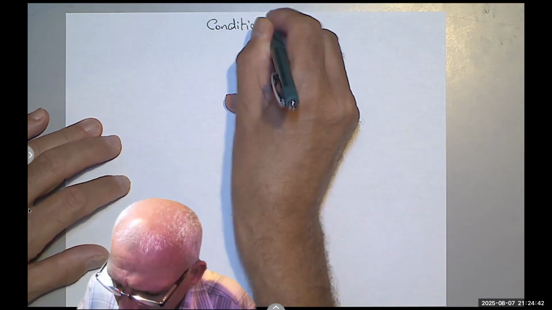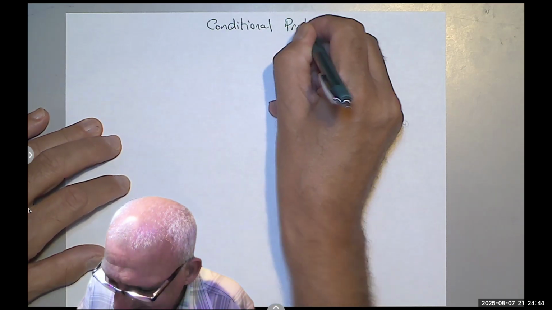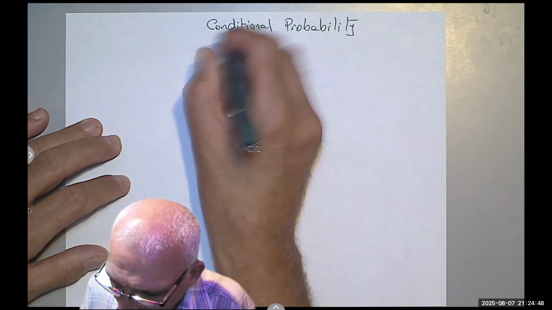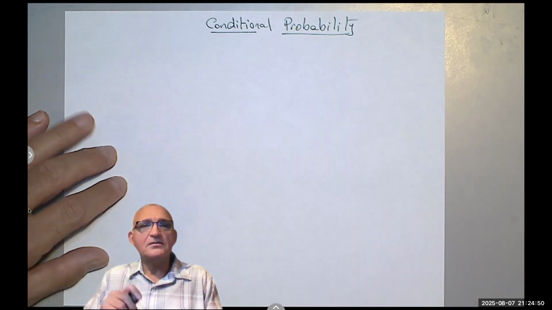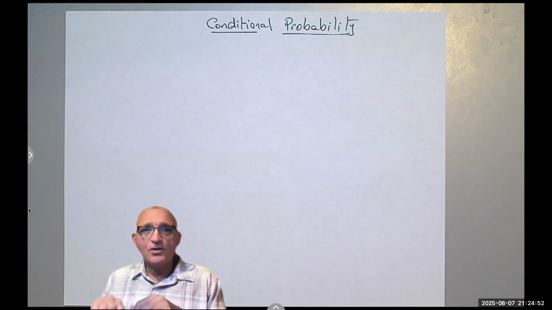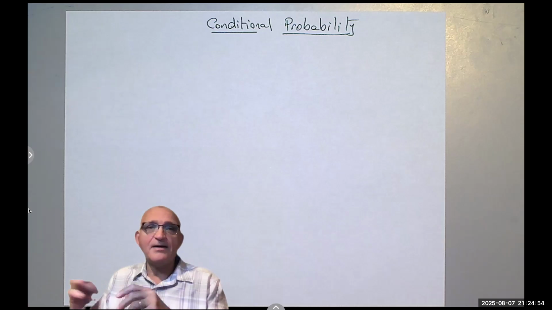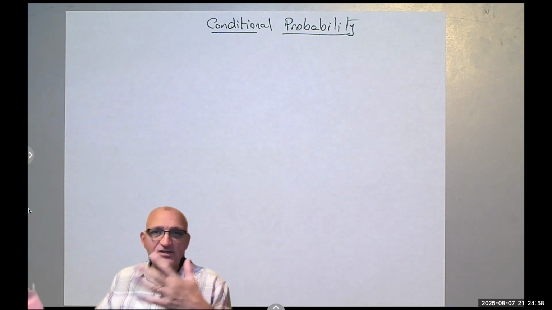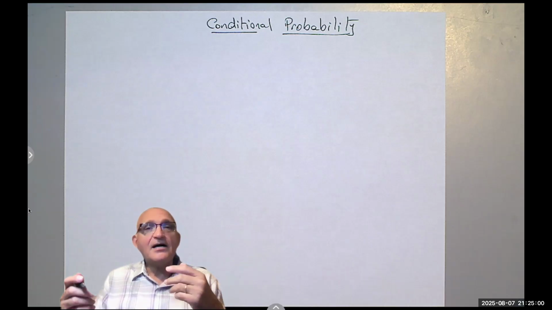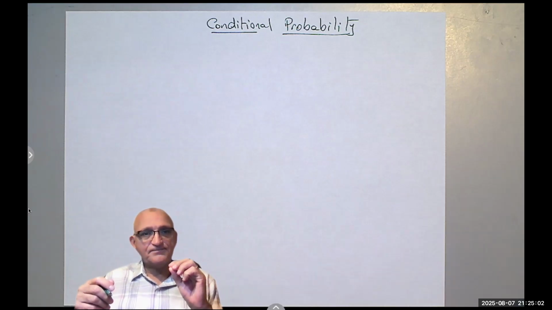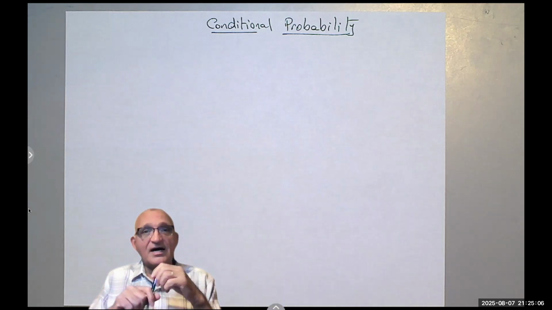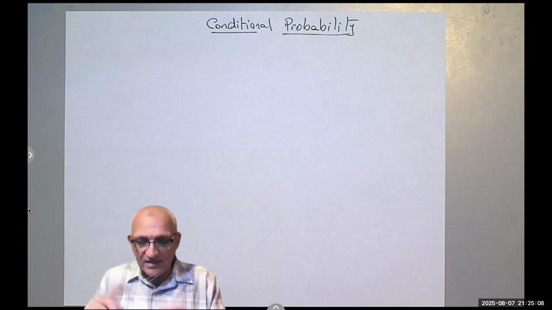So, what is conditional probability? It means you have more than one event. One of them, you already know it happened. Either you've seen it or somebody told you. And now, does that knowledge affect the probability of other events?